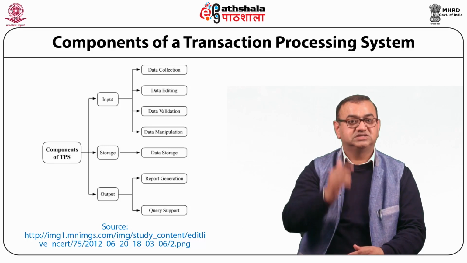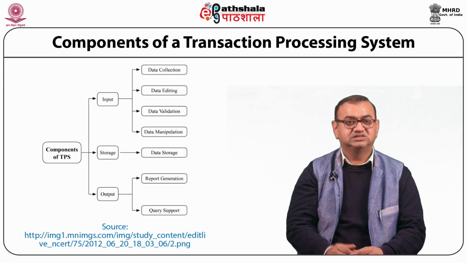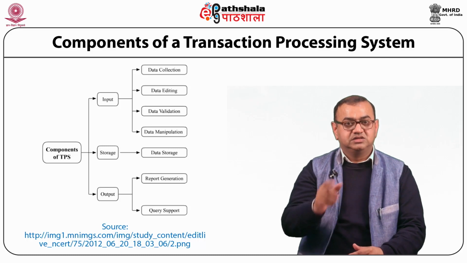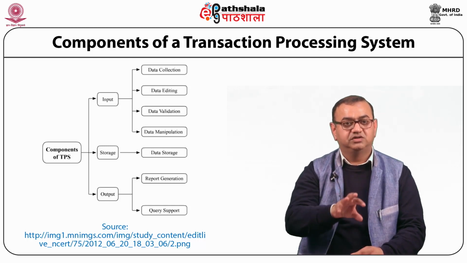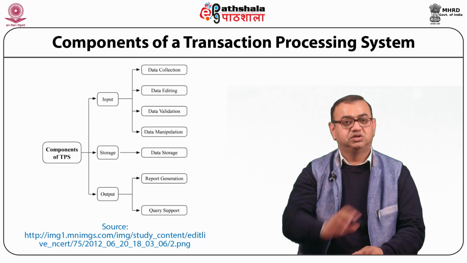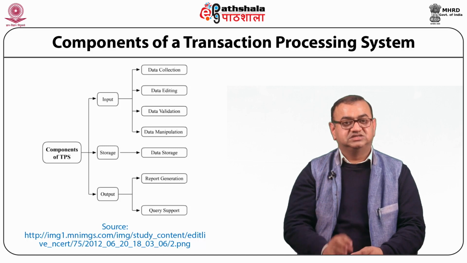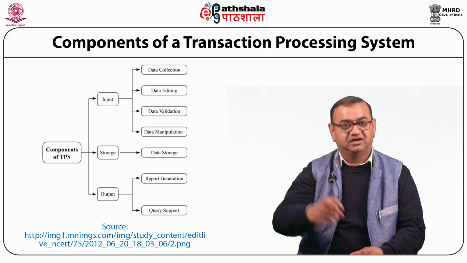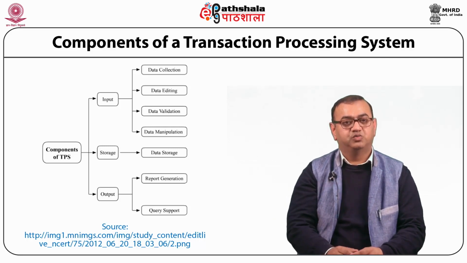The second is the input. Inputs are source documents such as customer orders, invoices, purchase orders, etc., which serve as input to the TPS. Processing. Once the inputs are provided, they are further processed to get an output. The next is storage. Ledgers serve as a source of storage. And finally, an output refers to any document generated, which is termed as output.